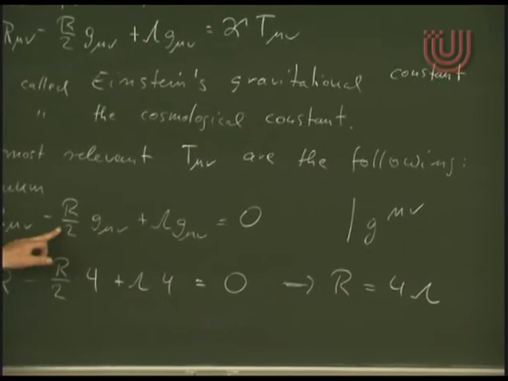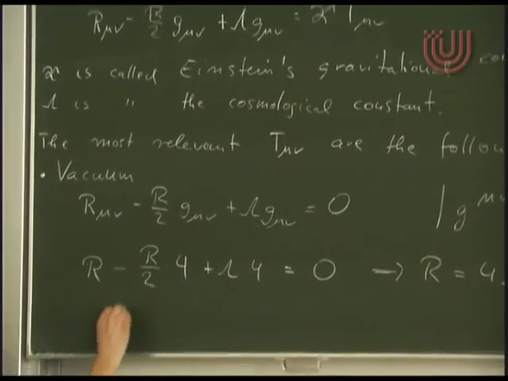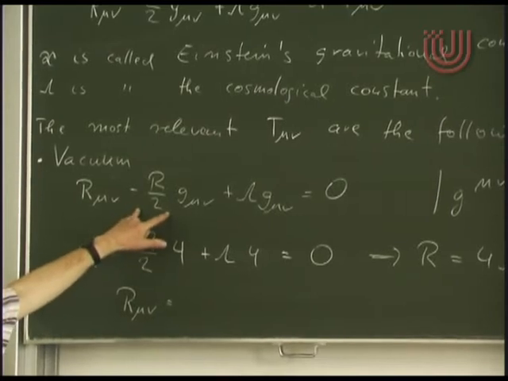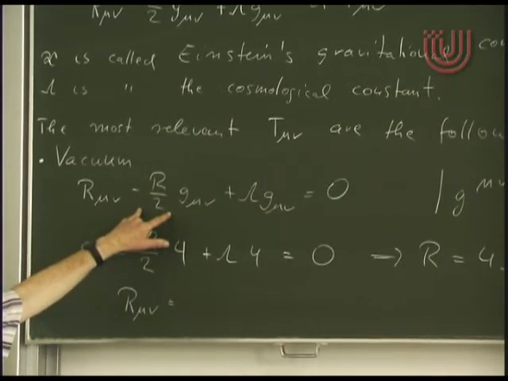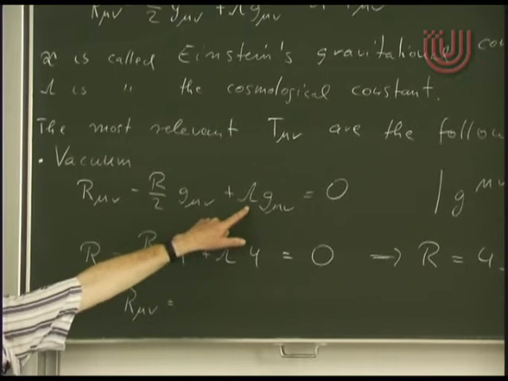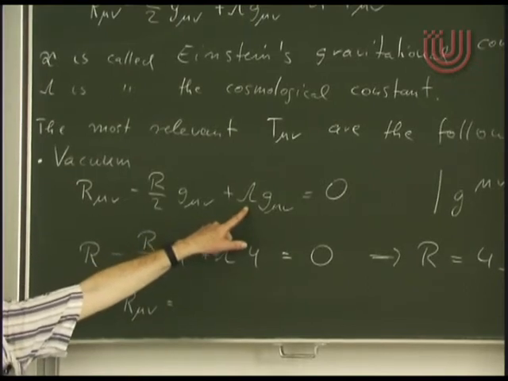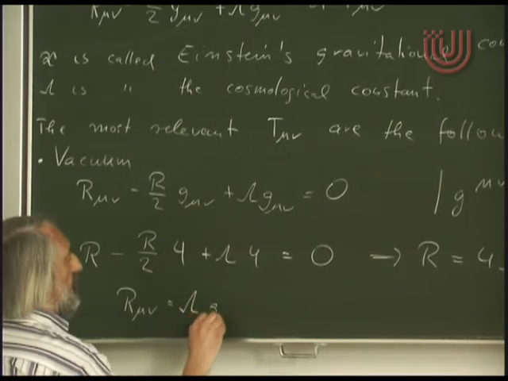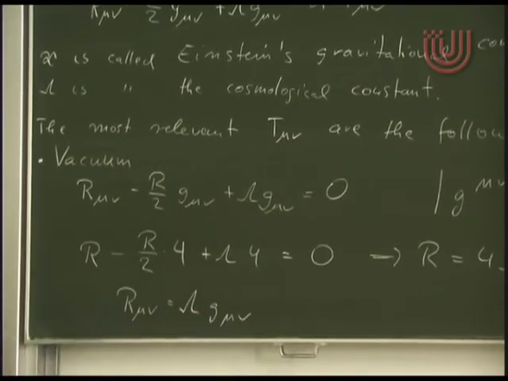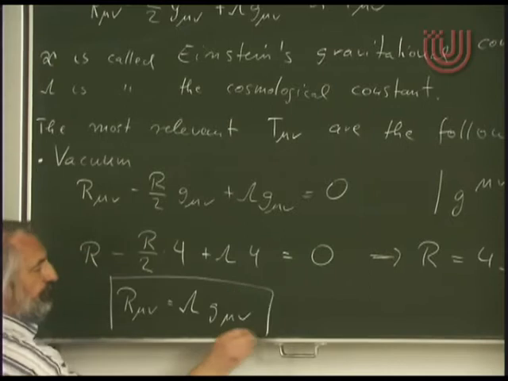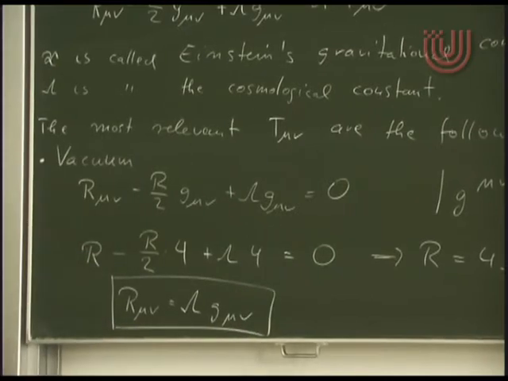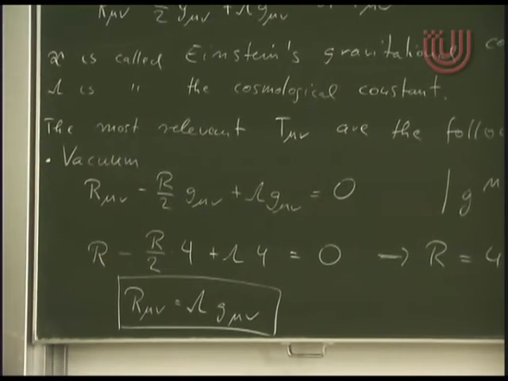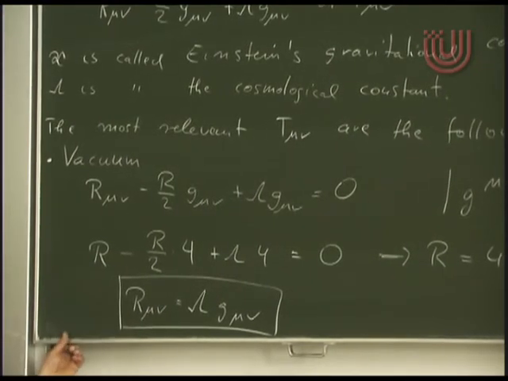So I can replace the R by this here. And then I get R mu nu is what? This is 2 lambda with a minus sign plus 1 lambda. So it is minus lambda. And if I take this to the other side, I have lambda g mu nu. Yeah? So that's the vacuum field equation with a cosmological constant. And if you have it without cosmological constant, it just says Ricci equals 0. That's the vacuum field equation.